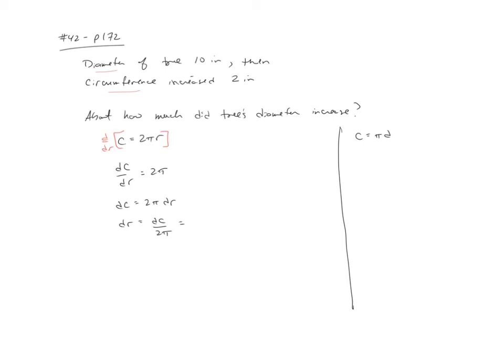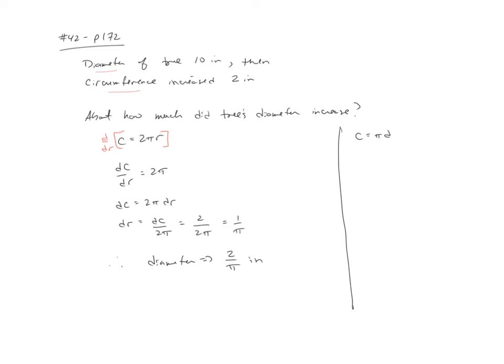So the change of the circumference is now going to be 2, and we've got our 2 pi on the bottom, leaving us with a 1 over pi. So that's the change of the radius. Therefore, for the diameter, that's going to need to be doubled, for 2 over pi. Okay, so that's what we're looking for in part A. The change of the tree's diameter is going to be 2 over pi, and I'm guessing it's inches.